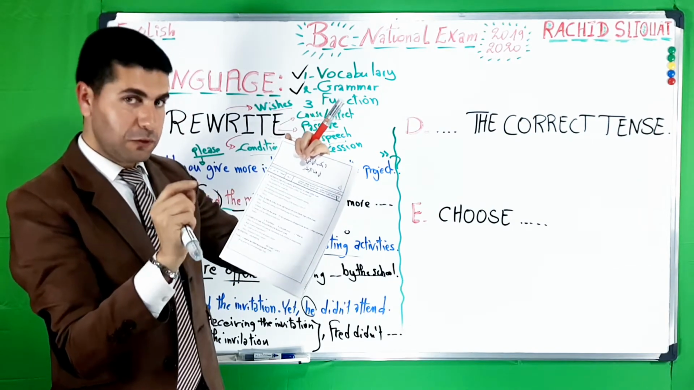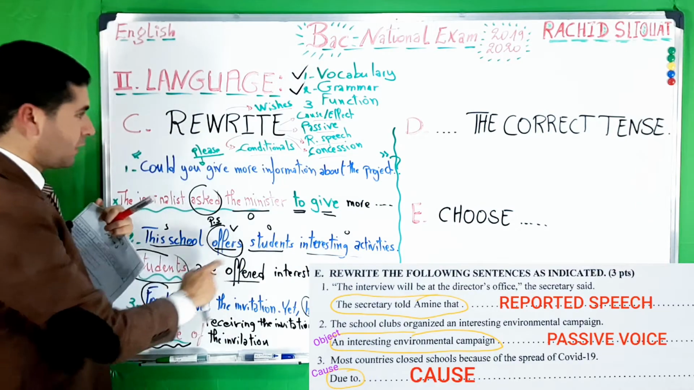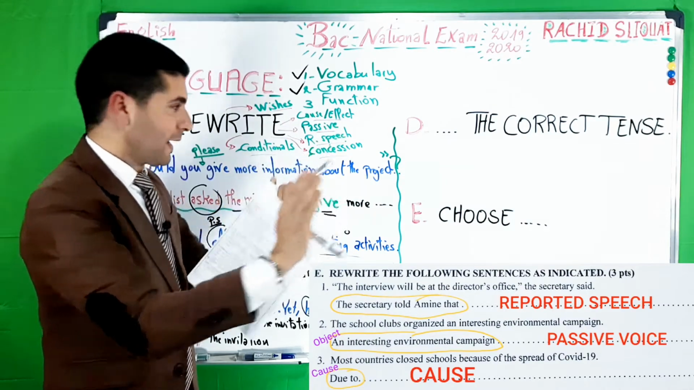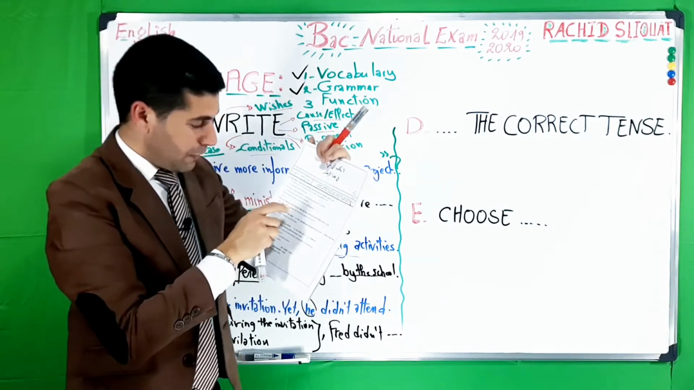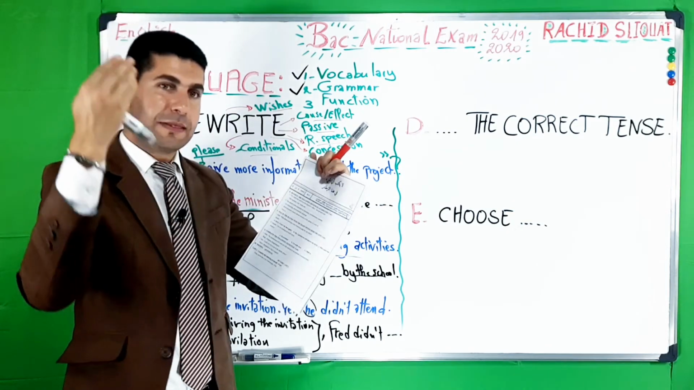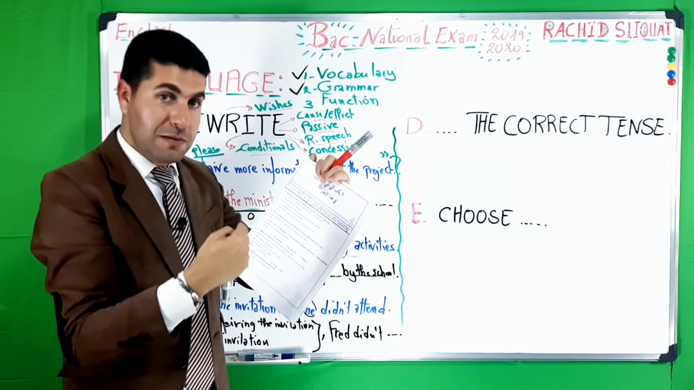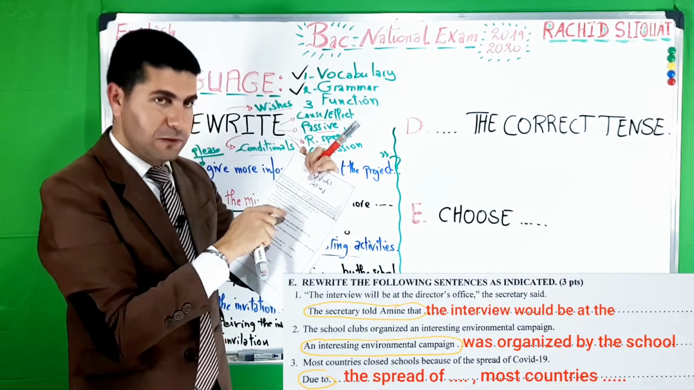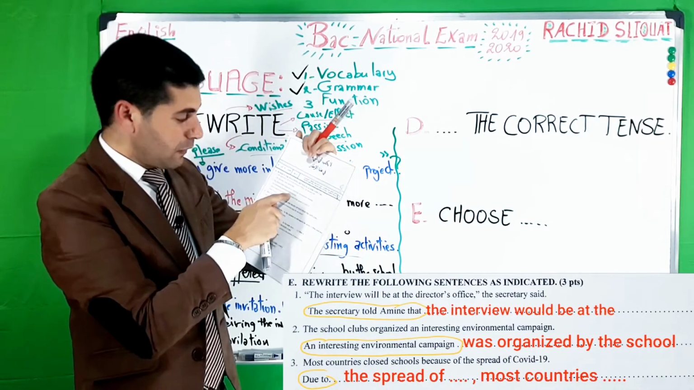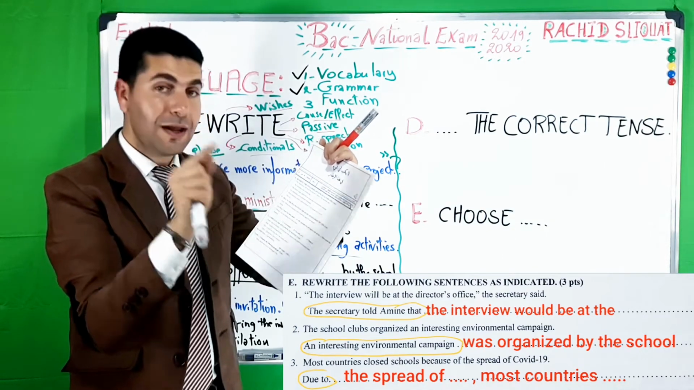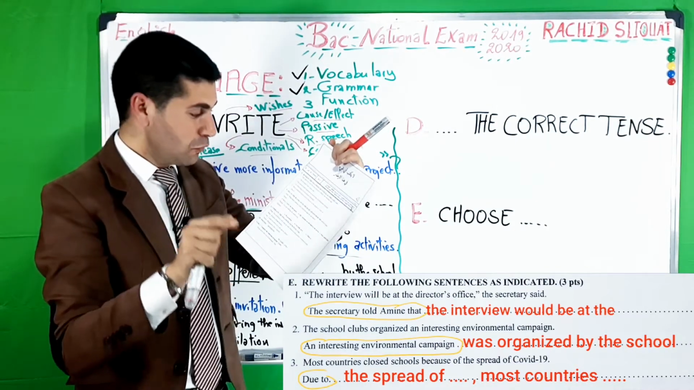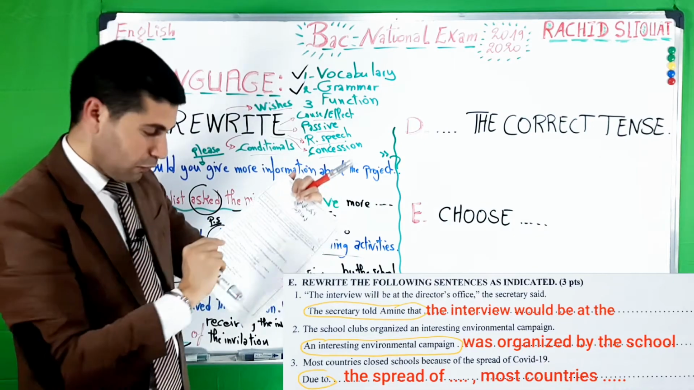Number two, the school clubs organized an interesting environmental campaign. An interesting environmental campaign. What is this? This is the object of the sentence. So when they start with the object, this is automatically passive voice. So look, as long as here we have passive voice, the subject is the school clubs and the verb is organized, in past simple. So verb to be is going to be in past simple. An interesting environmental campaign, this is singular, so the verb be in the past singular was. So we are going to say an interesting environmental campaign was organized, past participle of the verb, was organized by the school clubs. All right, so this is passive voice. You have to keep this in mind.